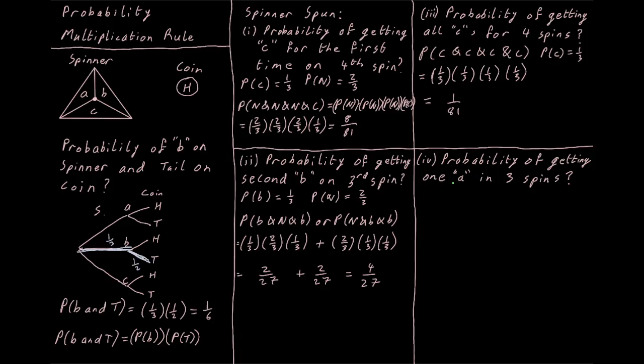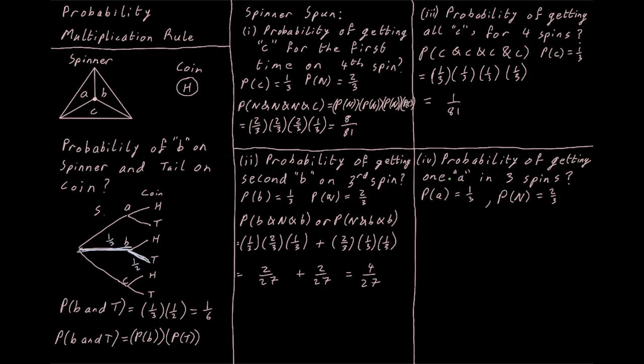Finally, the probability of getting 1 A in 3 spins. So we spin the thing 3 times and we only get 1 A. Well, what are the different things that can happen? Well, we can get an A a third of the time. We could not get an A 2/3 of the time. So I've laid out what I know.